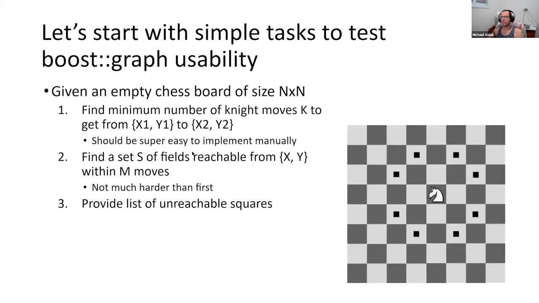A slightly harder and different question could be to find the set of fields reachable within a limited number of moves. You can extend it, for example, it's not just a board n by n, but you also have a list of unreachable squares because they are occupied by pieces of the same side, for example. Or you could even make it harder by providing a list of cells that cost more than a usual cell to enter. Okay, is it clear?